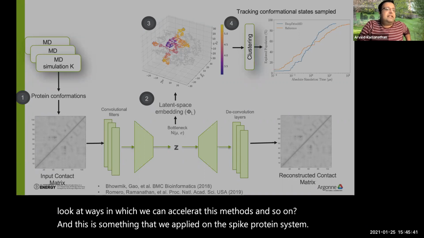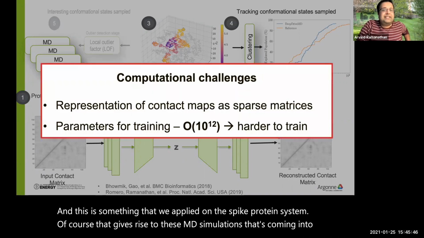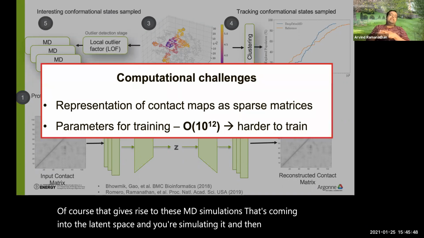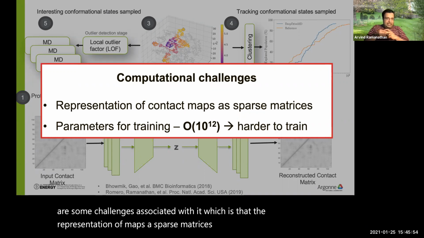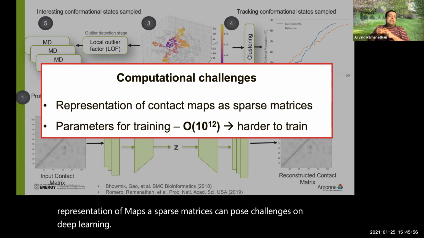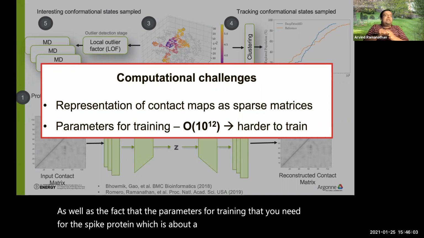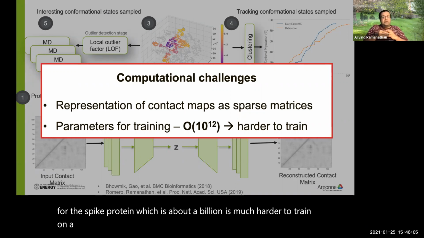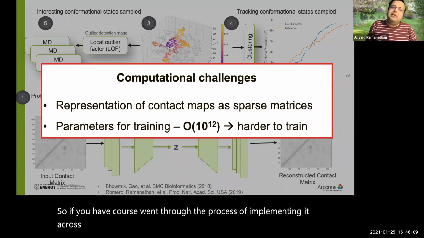Of course, that gives rise to these MD simulations coming into the latent space and you're simulating it, and then saying there are some challenges associated with it, which is that the representation of maps as sparse matrices can pose challenges for deep learning, as well as the fact that the parameters for training that you need for the spike protein, which is about 1 billion, is much harder to train on a single GPU. So we, of course, went through the process of implementing it across GPUs and whatnot. But unfortunately, that's not quite useful.